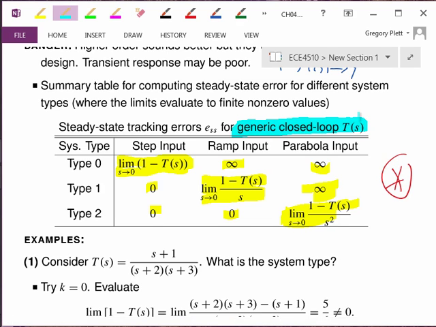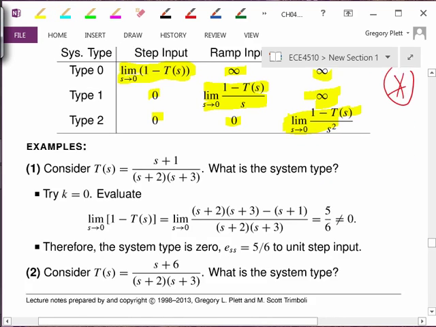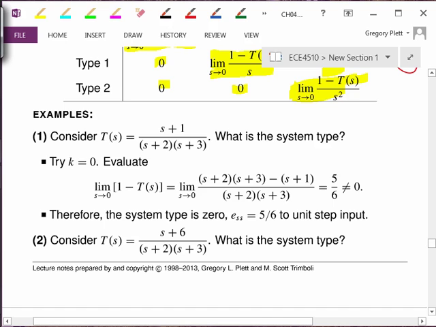The rest of this section, though, we're going to look at some examples. I've told you in words how to find the system type, but let's go through some examples to see it work out in practice. So, example number 1. Consider a closed-loop transfer function T(s) = (s+1)/((s+2)(s+3)). What's the system type?